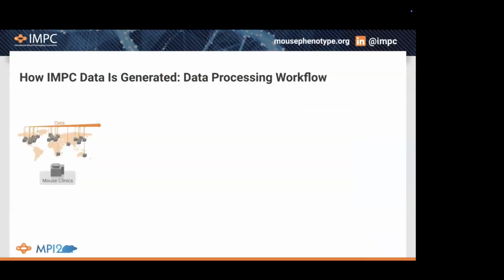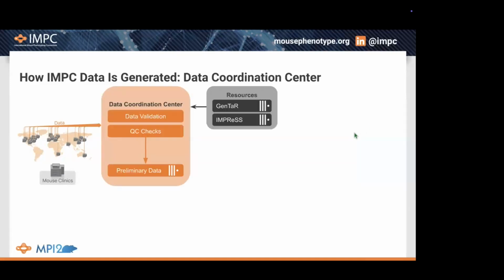About our data processing workflow. Mouse clinics generate data across the world. Then it goes through the data coordination center, where data is validated and goes through quality control checks. We use additional resources such as Gentar and Impress. Gentar is a system for tracking the production and phenotyping of different types of mutant alleles that IMPC generates. And Impress we will discuss later in more detail.